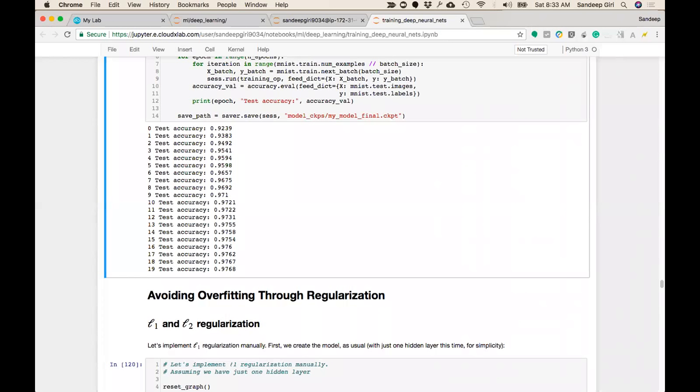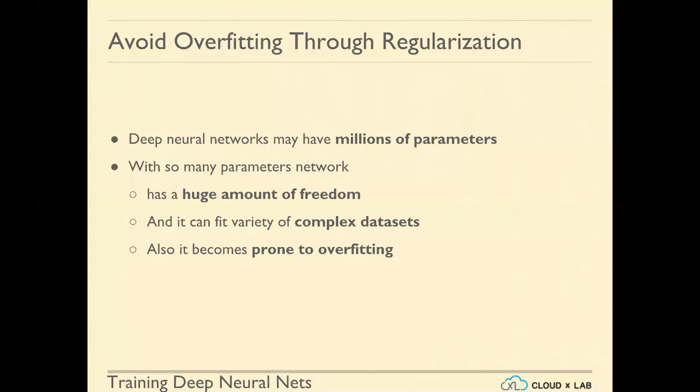Okay, let's take a break. Yeah, makes sense. So the question from Binta is how to avoid overfitting and underfitting, right? So that's what we're going to discuss now.